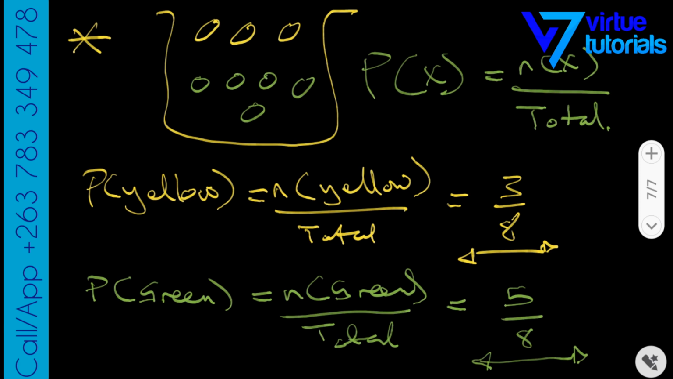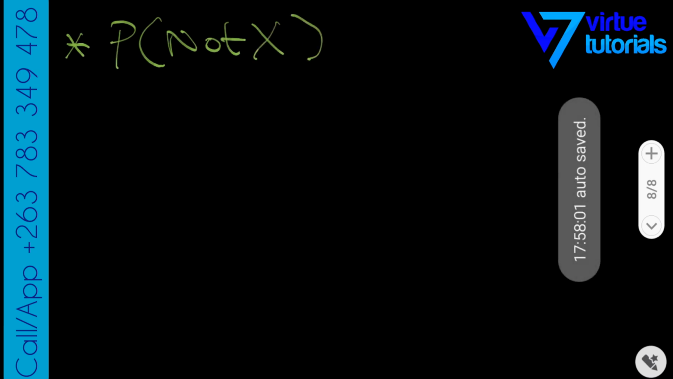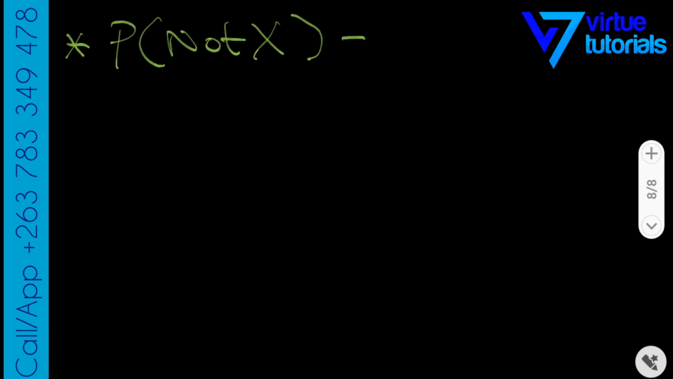Now, let's move on just a little step forward. What about the probability of not getting something, right? We've looked at the probability of getting something. What about the probability of not getting X? The probability of not getting X is equal to 1 minus the probability of getting X. Now, you always have 1 because 1 is the largest value of probability.